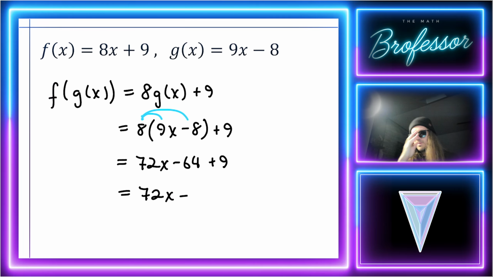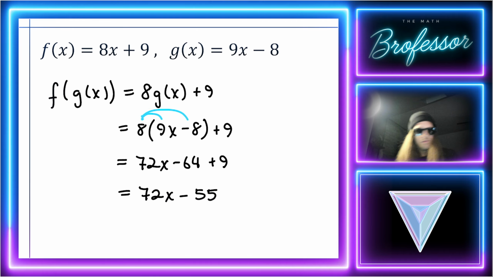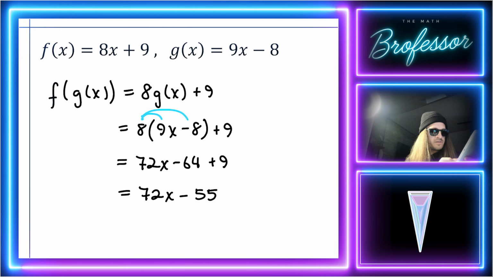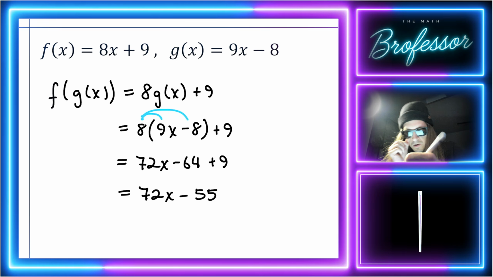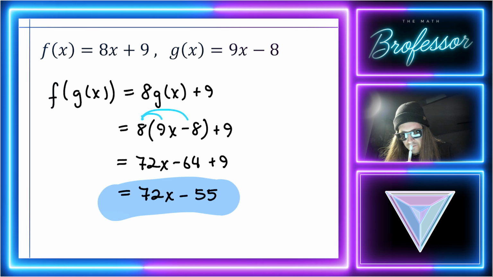What is that going to be? Negative 55. I'm going to double check that. Negative 64 plus 9, and we're good. Negative 55 right there. So, good. All right, that's f of g of x.